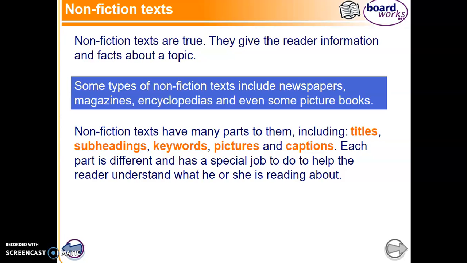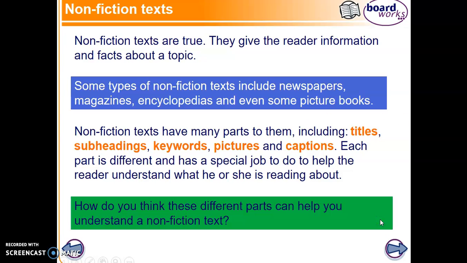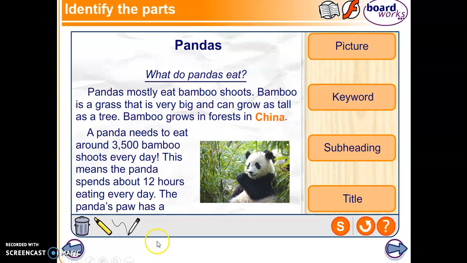Each part is different and has a special job to do to help the reader understand what he or she is reading about. A question to think about is, how do you think these different parts can help you understand a nonfiction text? I have a little selection called About Pandas, and we're not going to read the selection. We're going to identify its parts. We call those text features.